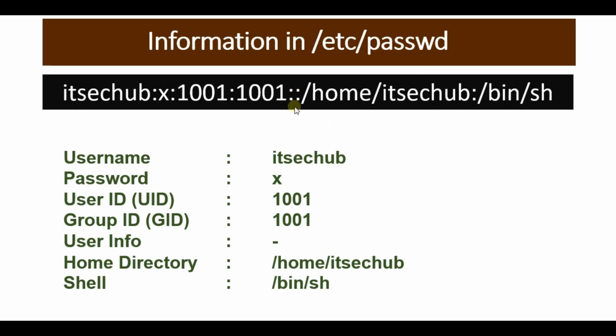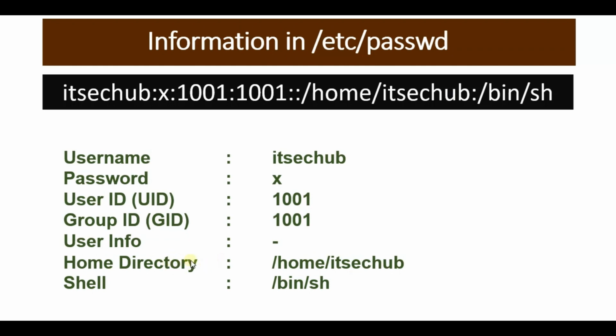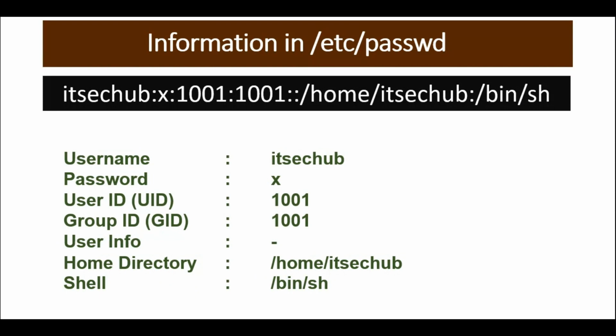The next field or the fifth field is a blank field. It is an optional field and it allows you to define extra information about the user. For an example, the user's full name. So it can be stored there. To add details to this field, you can use the C option with the useradd command. Then the path to the user's home directory, and then the default shell path. So this is the shell assigned to the user by default.